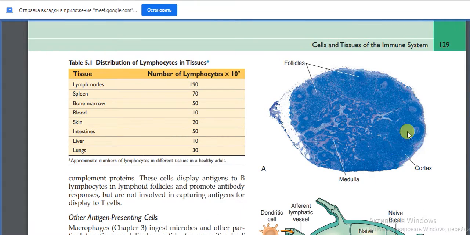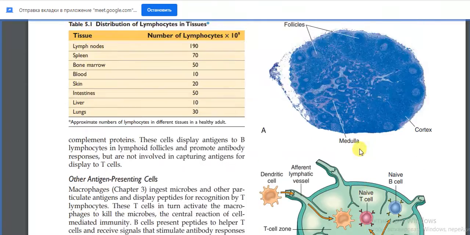In follicles we predominantly have B lymphocytes. So the main idea: B lymphocytes are present in follicles. But between follicles, we have predominantly interstitial lymphocytes, known as T lymphocytes. These T lymphocytes are present between the follicles. B lymphocytes are more organized in follicles, but T lymphocytes are present diffusely between them.